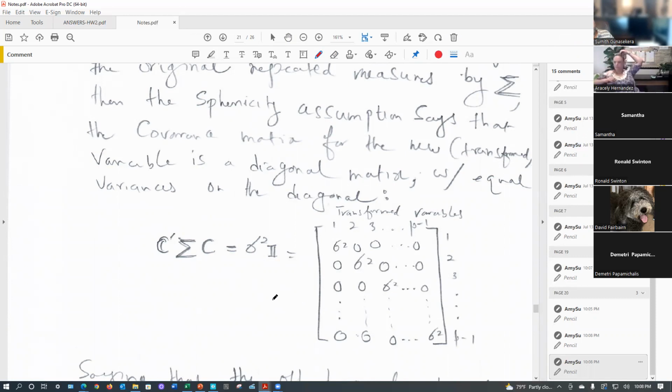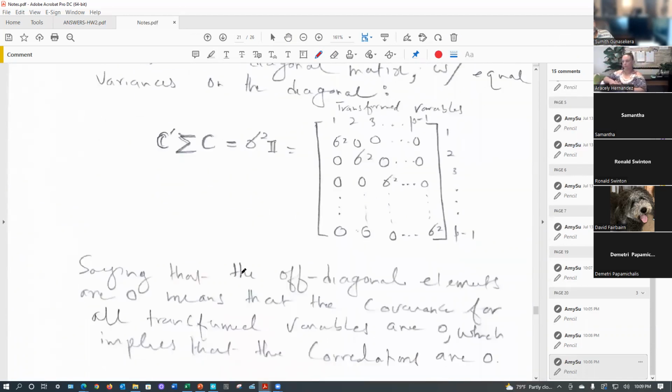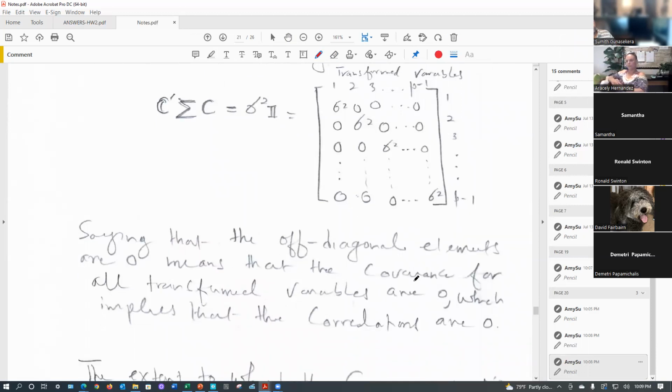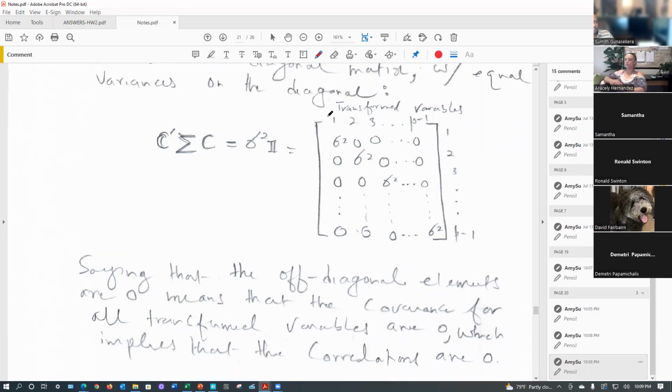Homoscedasticity, or homogeneity, or sphericity, the different names we can utilize. But if there is a departure from that, saying that the off-diagonal elements are 0 means that the covariance for all transformed variables is 0, which implies that the correlations are 0. So there's no correlation among those variables anymore. In the beginning you had 4 variables, now you have 3 variables. You had p variables, now you have p minus 1 variables.